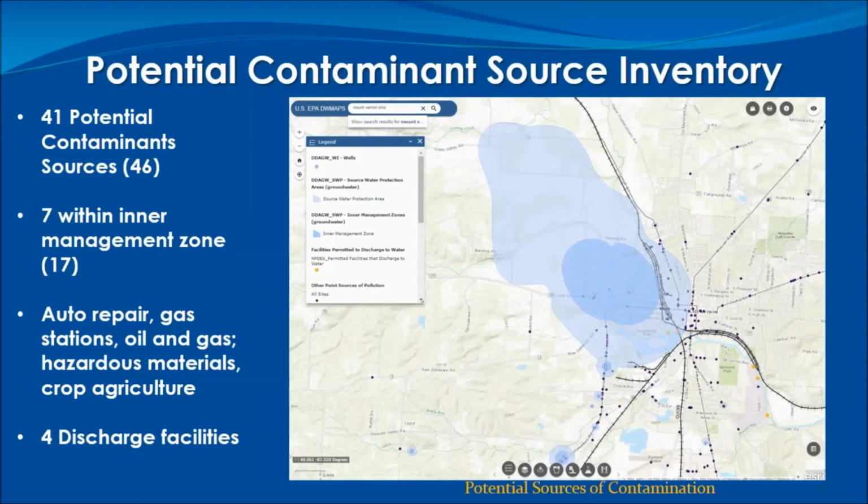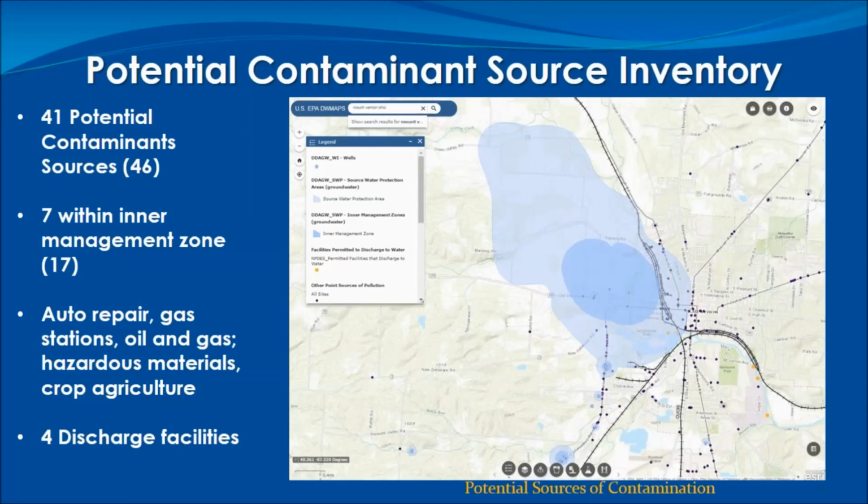With DWMAPS, I found 7 potential contaminant sources in the inner management zone and 34 in the source water protection area. And that compares to 46 total that were identified in Ohio EPA's source water assessment from 2011. 17 of those were identified within the inner management area. And I found several contaminants that were not represented in their study, and they include a number that we did not see in DWMAPS, including a number of oil and gas sites.